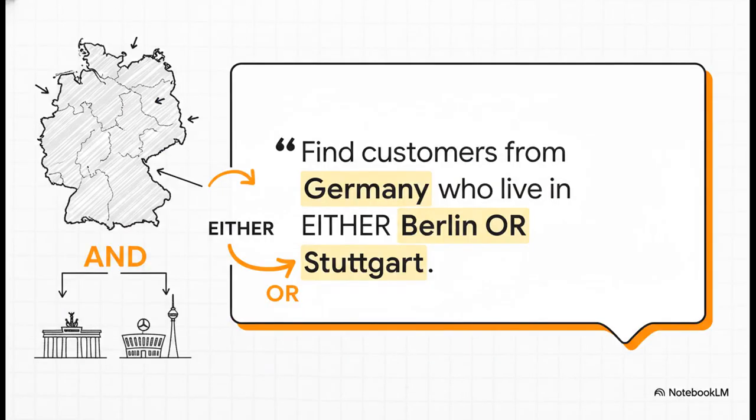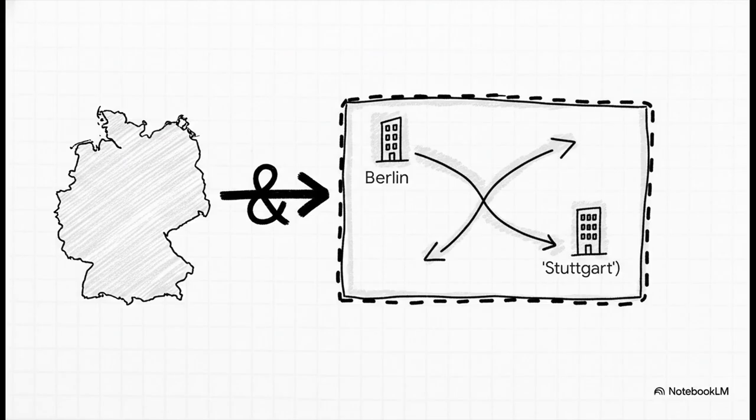All right, here it is, our final, most complex case. We need customers who meet one strict condition. They must be from Germany. And one flexible condition. They can live in either Berlin or Stuttgart. Now look closely at this query. We have our first condition, country equals Germany, and it's connected by AND to a second condition that's grouped inside parentheses. City equals Berlin or city equals Stuttgart.